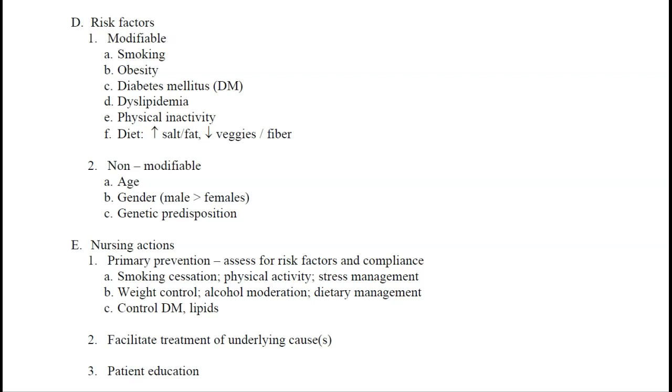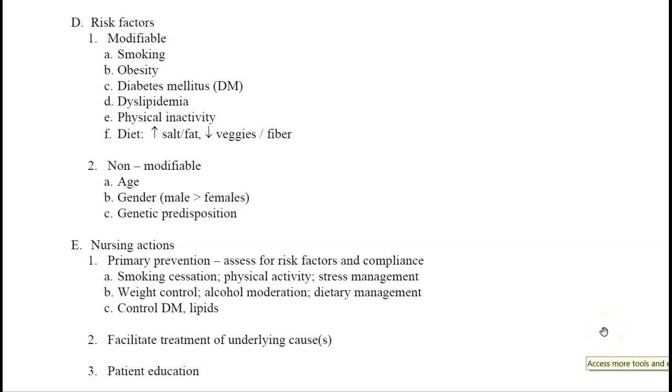Nursing action. Primary prevention. Here, we assess for risk factors and compliance of patients. One would be smoking cessation and ensuring that they're adhering to the recommended physical activity, and of course, stress management. Again, we have to remember inactivity can increase the risk for developing hypertension. Also, weight control. If they drink, alcohol moderation, dietary management, and also for people with diabetes and hyperlipidemia, controlling those levels. Then we also help facilitate treatment of the underlying cause, and it is also very important to provide patient education.